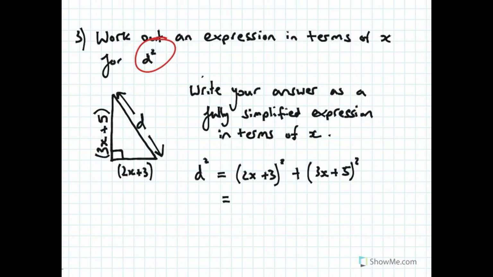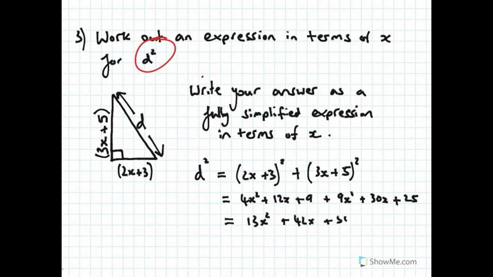This first bracket, 2x plus 3 all squared, is 4x squared plus 12x plus 9. The second bracket is going to be 9x squared plus 30x plus 25. And if I collect that all together into one final answer, collect my x squareds, 13 of them, collect my x's, 42 of them, finally collect my numbers, I've got 34 on the end of there. That's the answer.